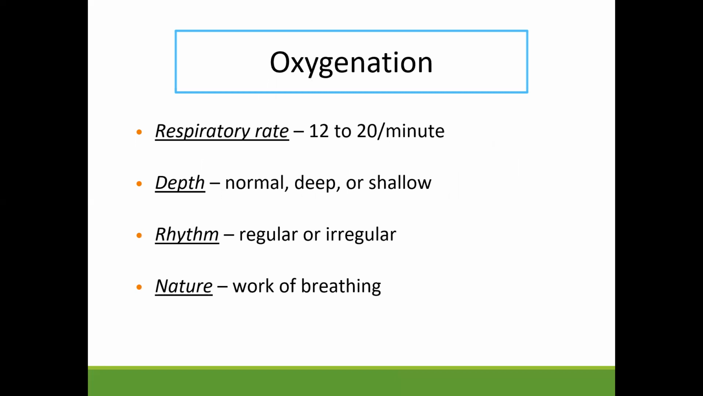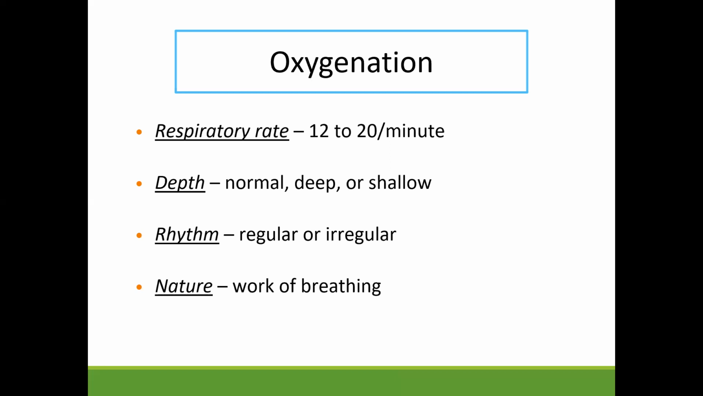Oxygenation, normals for adult, because we're an adult course, 12 to 20. Depth is normal. Normal is normal. But we also could have deep or shallow respirations. Are they regular or irregular? And what is their work of breathing? Are they working really hard?